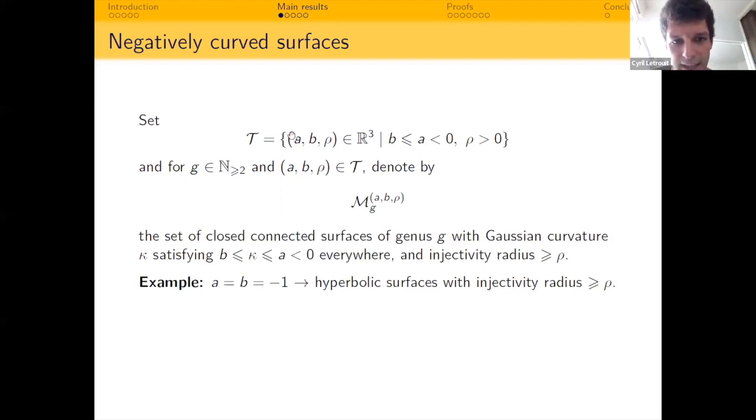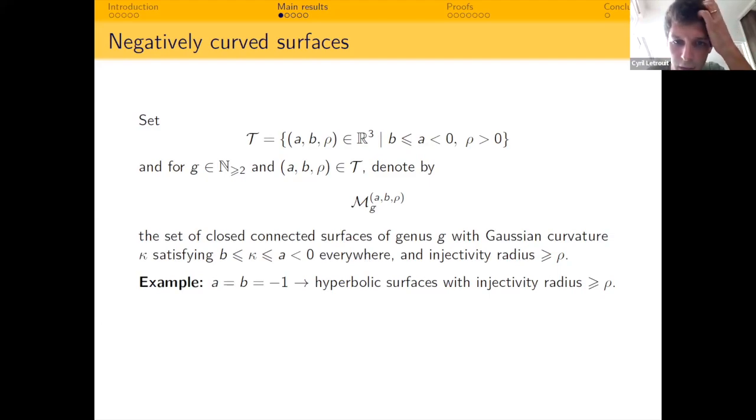First, I introduce a set T, which is a set of triples of reals. T is the set of (A, B, rho) such that B is less than or equal to A, which is strictly less than 0, and rho is strictly greater than 0. And what do they serve for? If you have a G, which will be the genus, greater than or equal to 2, and (A, B, rho) in T, we denote by M_G(A, B, rho) the set of closed connected surfaces of genus G with Gaussian curvature kappa satisfying that kappa is everywhere between B and A, so the Gaussian curvature is negative everywhere, and the injectivity radius is greater than or equal to rho everywhere. So the bounds will be uniform in this class.